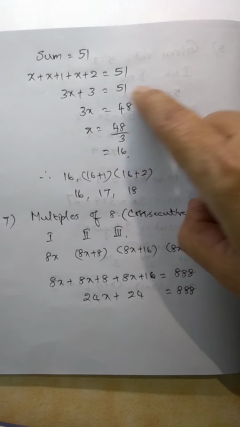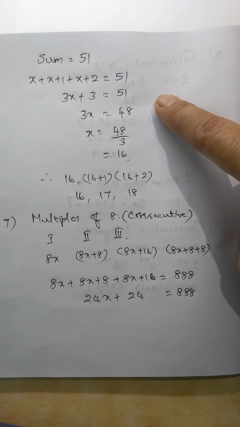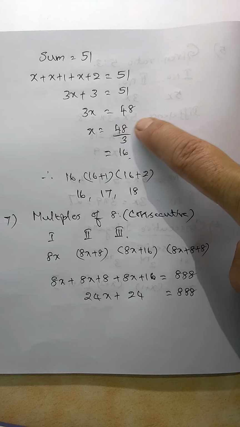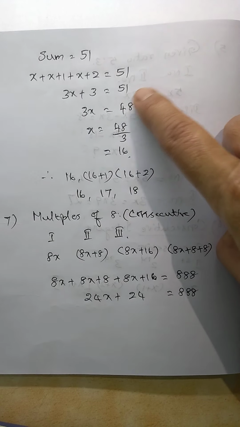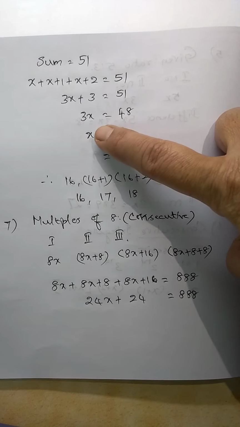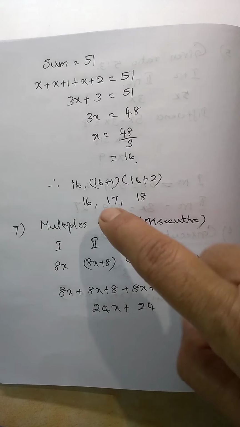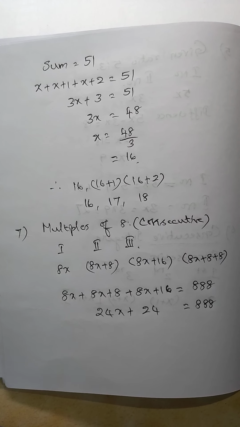Here this plus 3 comes over here, so it becomes minus 3. So it becomes 3x is equal to 51 minus 3. So it becomes 3x as 48. So you will get the answer as 16, 17 and 18.